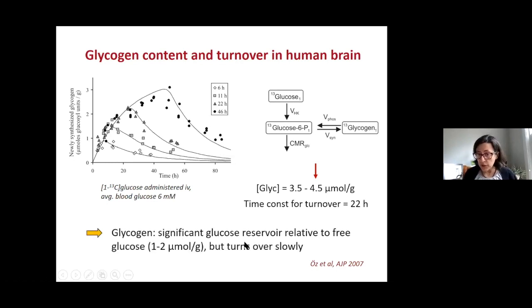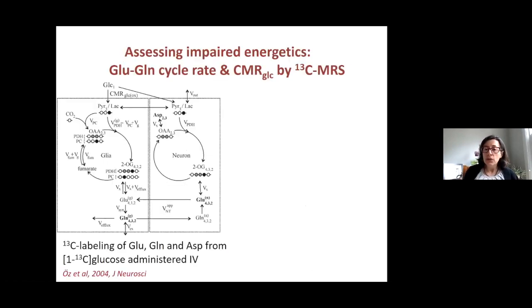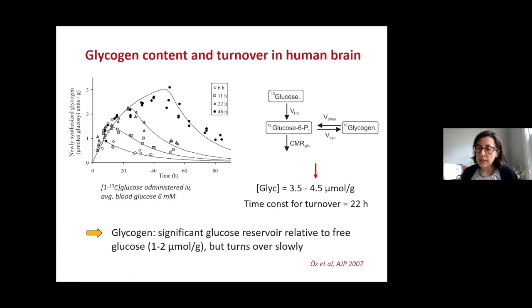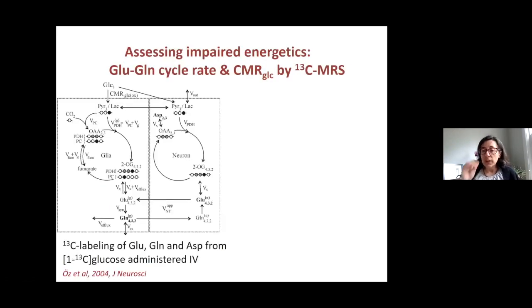So it is a significant glucose reservoir relative to free glucose in the brain, which is 1 to 2 micromoles per gram, but it turns over very slowly. So before I go there, this technique is available, but in the biomarker setting, I don't think this is applicable because it takes a whole clinical team to administer the C13 labeled glucose, and it takes several days to get the full information.